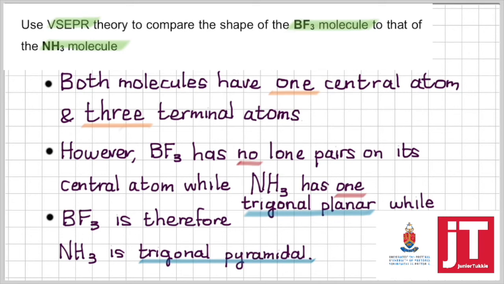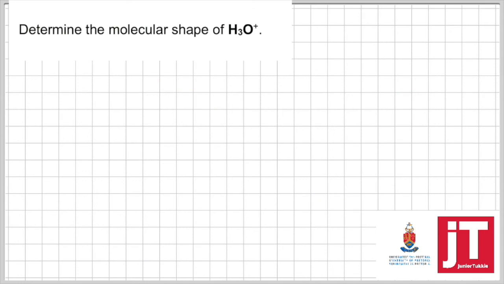And again, if you would like to elaborate a bit further, you can say that the ammonia molecule has a lone pair on its central atom, and that this lone pair repels the bond pairs more than the bond pairs repel each other, and it is for this reason that it takes a trigonal pyramidal shape instead of being trigonal planar. We've completed the second problem, and we can now go on to the last problem of this video.